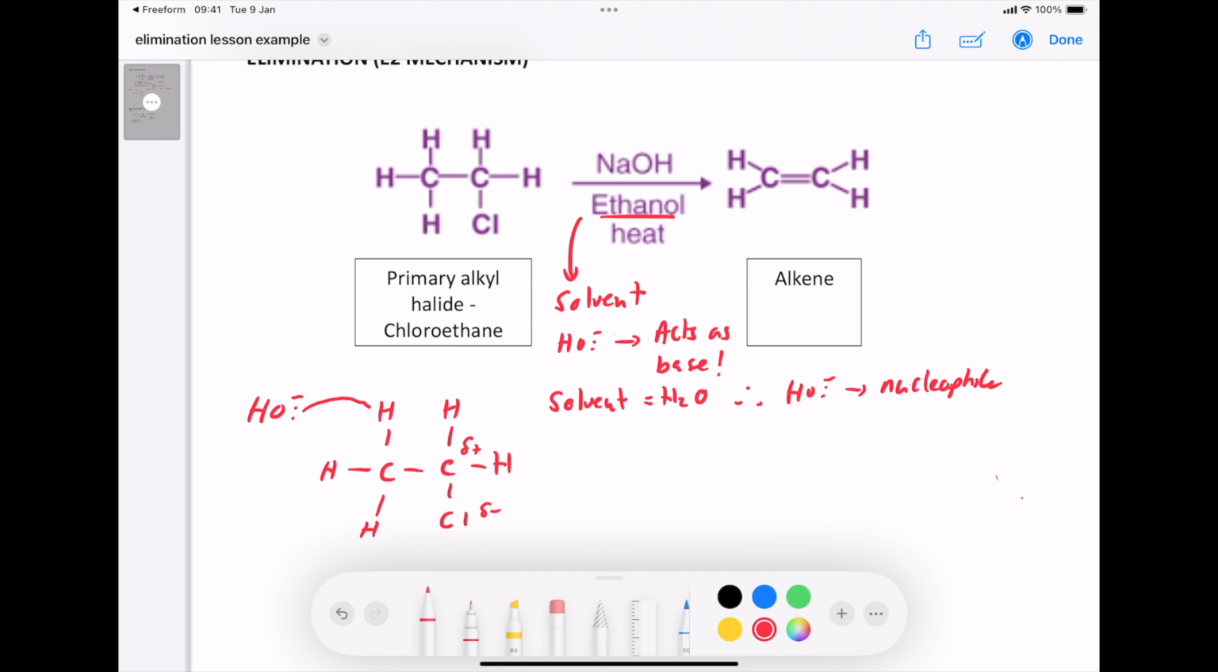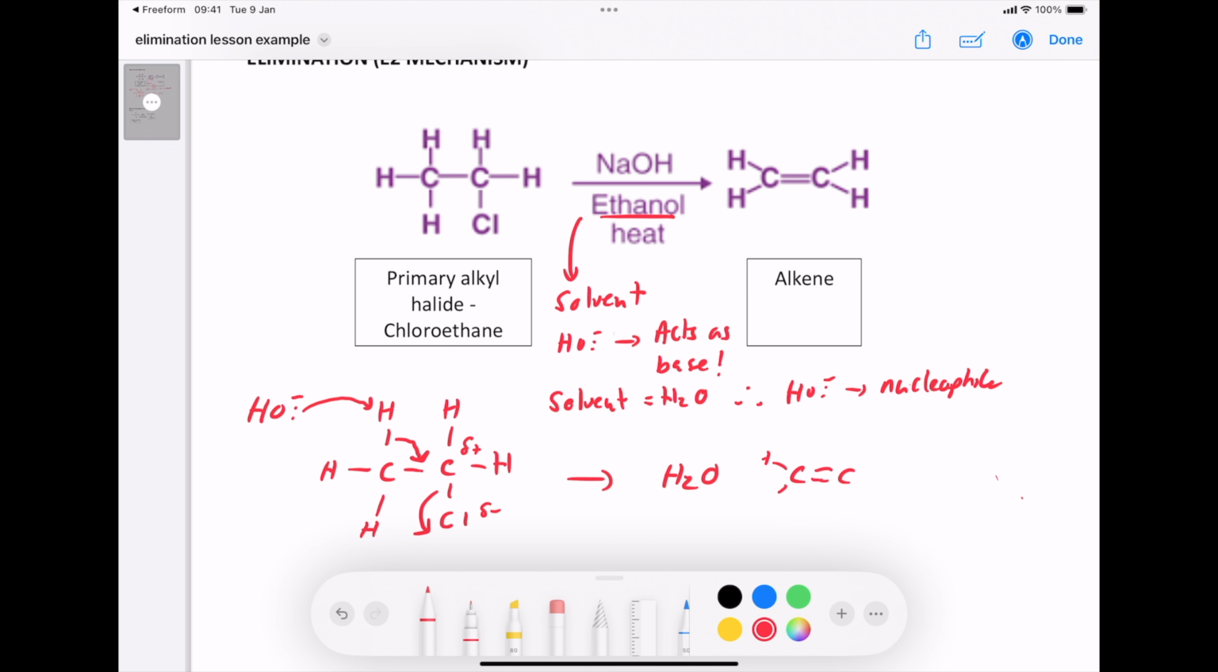Lone pair is attracted to the H. The C-H bond breaks and the electrons collapse into the space between the C-C bond there to create a double bond. And then at the same time, the chlorine is kicked out. So this happens all in one go. And we have the creation of a water molecule. So the OH plus the H makes water. We have ethene being made.